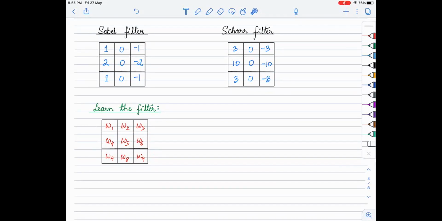You have to learn. How do I learn these? So as to minimize my prediction error. I have an objective at the end of the day. I have to somehow make correct predictions. I have to minimize the error. Now you need to find filters which minimize the error. So this is the learning process.